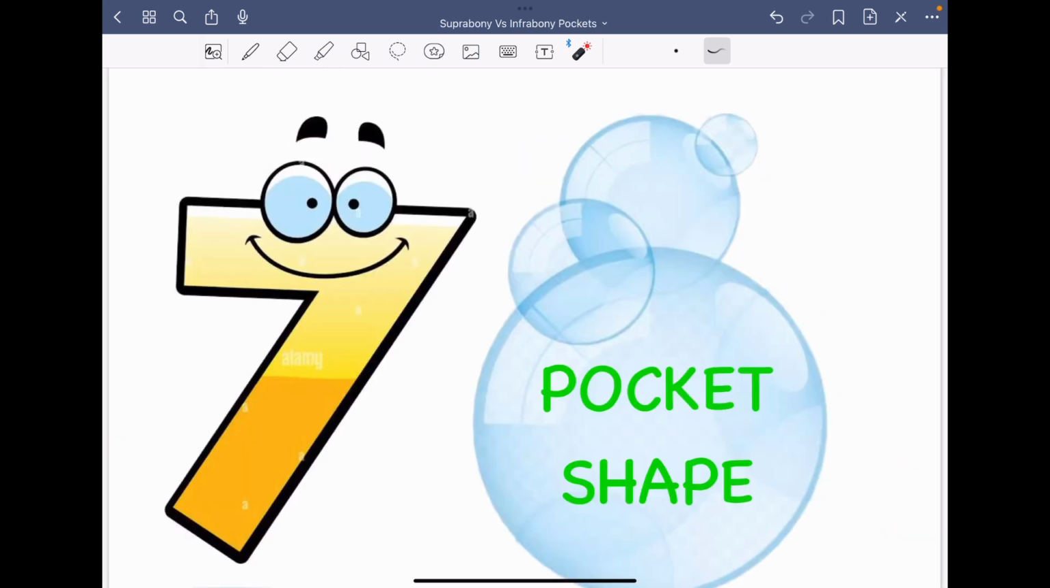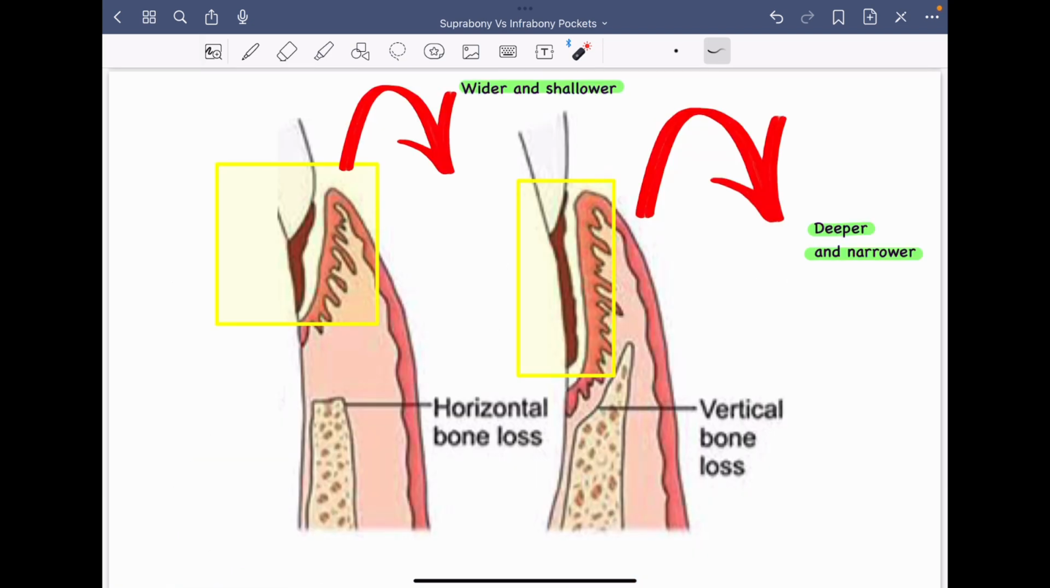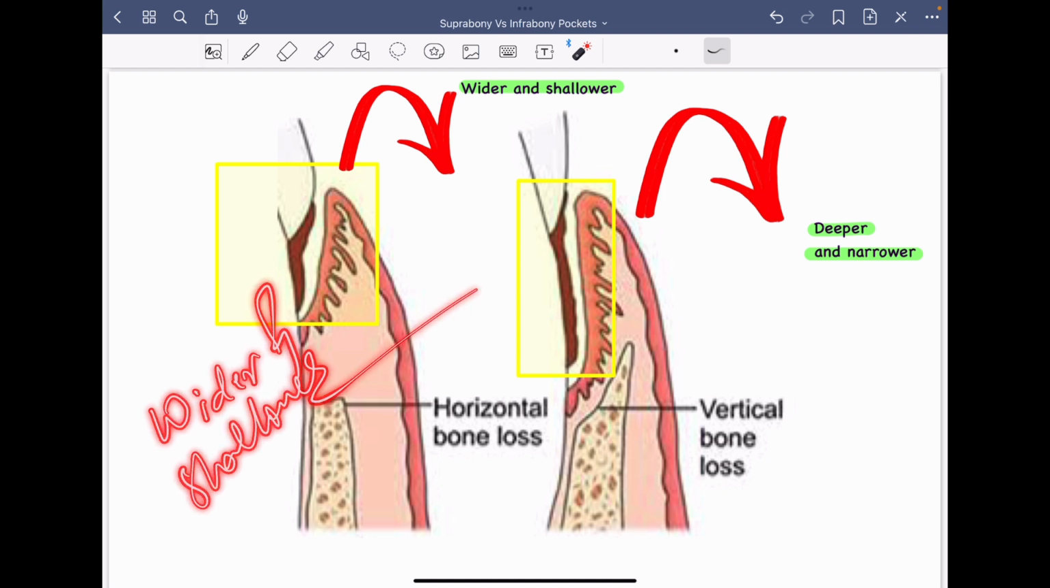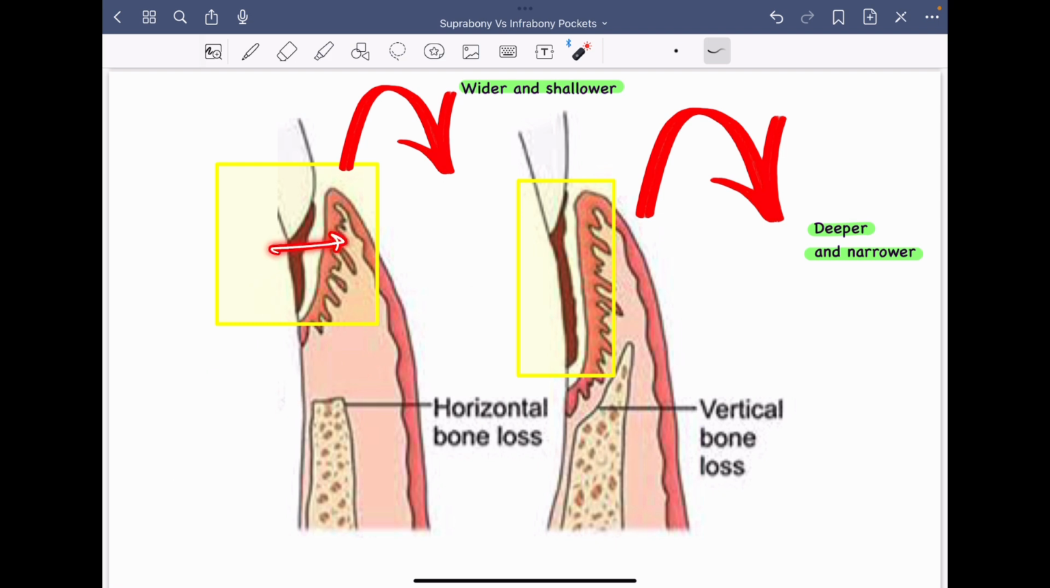Moving on towards our next differentiating feature, on the basis of the shape of the pocket. Here you can see in the case of suprabony pockets, this is the horizontal bone loss which is present, and this is the shape, and definitely it is wider and shallower. Here you can see there is more width and it is relatively shallow, whereas here it is more deep and more narrow. So here horizontal bone loss, and there vertical bone loss.